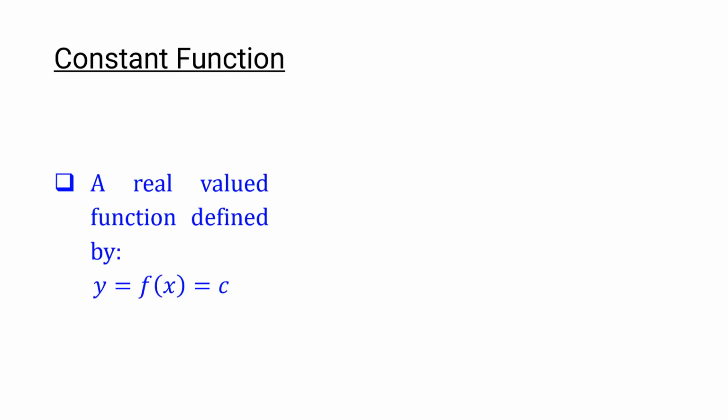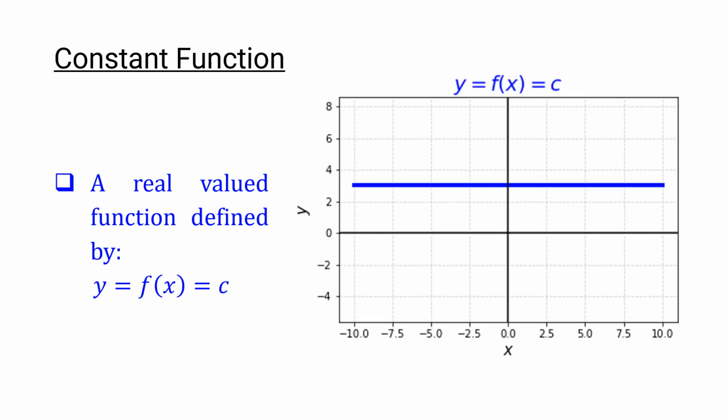The second common function is a constant function. A constant function is a real valued function defined by y is equal to f of x is equal to c. Therefore, the range of this function is a constant value and the domain of this function is the set of real numbers. Graphically, this function is shown by a straight line parallel to the x-axis.